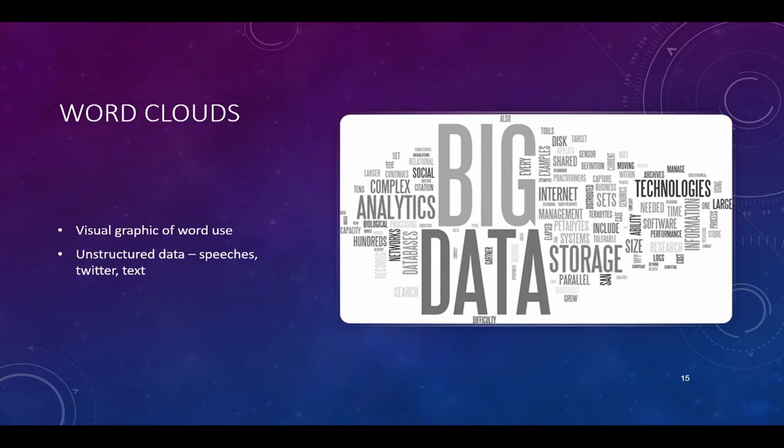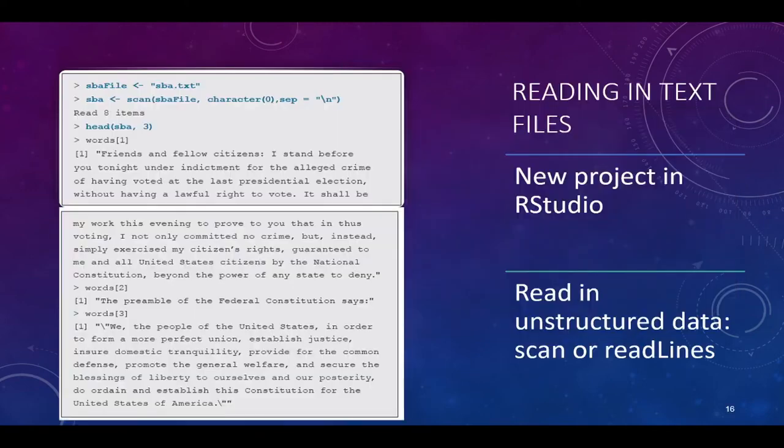So looking at this, you can very quickly see that some of the big ideas are big data, analytics, storage, technologies. And then it starts to get smaller: complex, databases, internet. And it even goes down to really small words, which means they're only there one or two times, like the words also, set, tens, grow. So it's a really cool way to present text data. From it, you can visually see how many times a word was used in whatever you're reading.